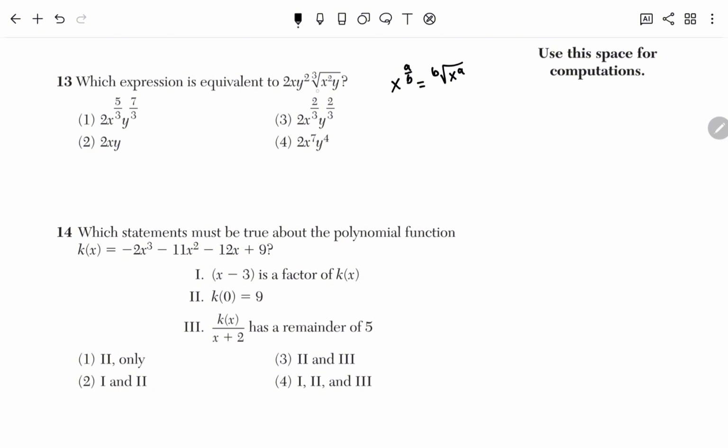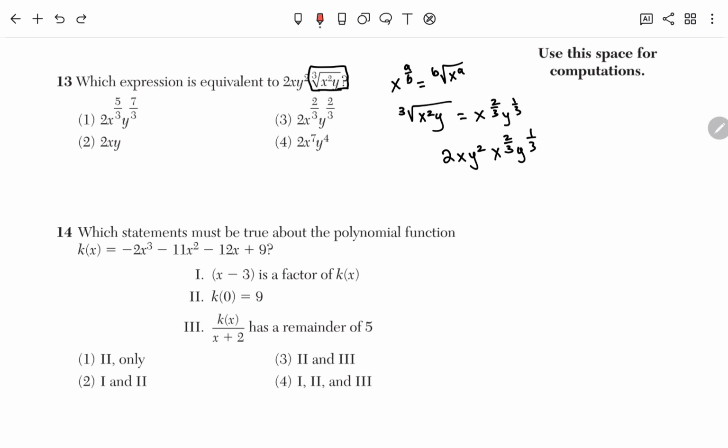So if we focus on this part right here of our expression, the cube root of x squared y, and we want to rewrite that, we're going to rewrite it as x to the 2/3, y to the 1/3. Okay, so then we're going to have 2xy squared times x to the 2/3, y to the 1/3. Now, we are multiplying things together, and we have common terms. We have y squared and y to the 1/3, and we have x and x to the 2/3.